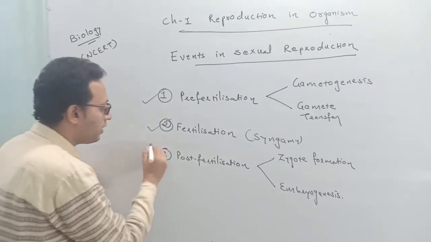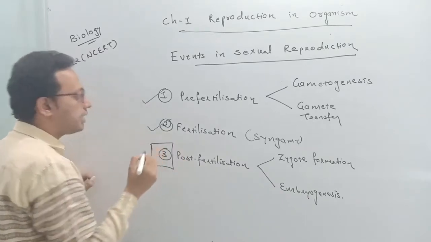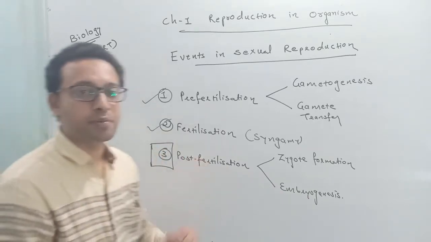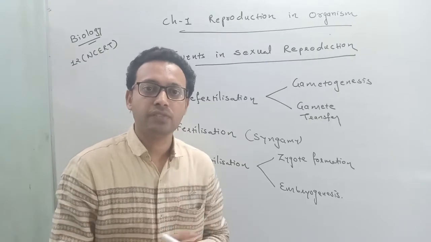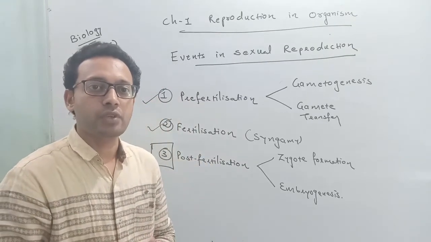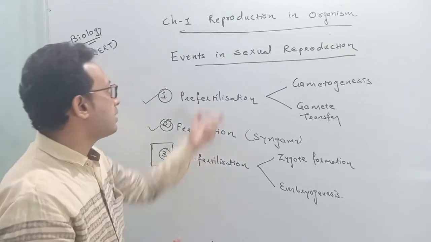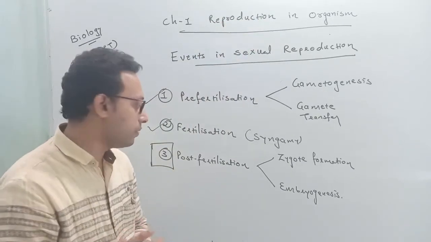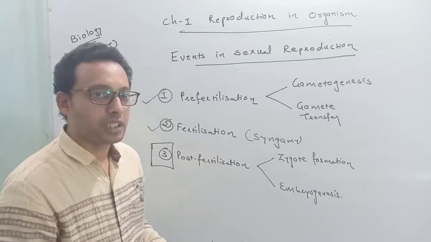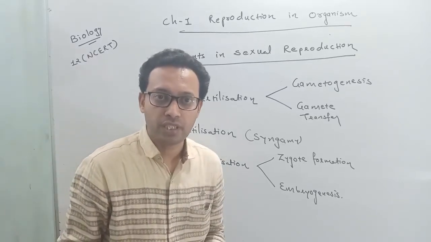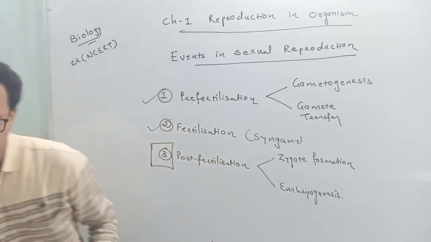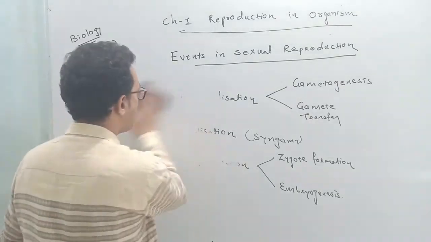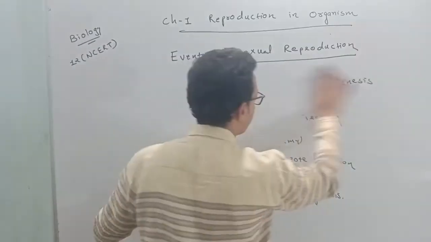Now today we have to discuss the last event in sexual reproduction, and that is the last part of this chapter. Today we are going to finish all of chapter number 1, the basics of reproduction in organisms. Okay, so this is the post-fertilization event. Shall we start with the post-fertilization event? Yes. Okay, so now focus on post-fertilization events.